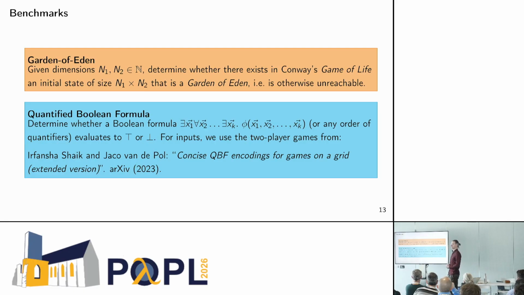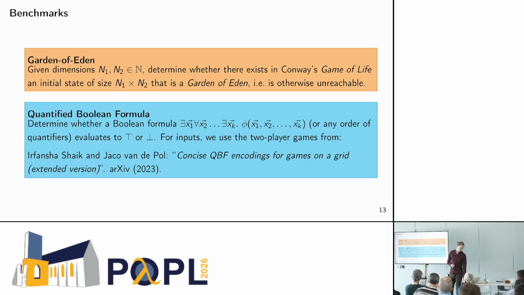And specifically for inputs, the QBF formulae that we're going to be using are encodings of two-player games, like Hex and the like, based on work from Scheik and Van de Poel. The reason we're taking these in particular is because, based on our experience, these symbolic encodings actually work really well for binary decision diagrams. So this is a reasonable use case for this data structure.